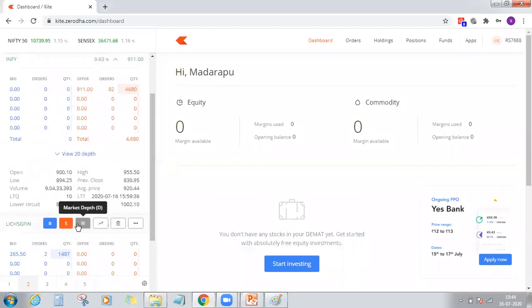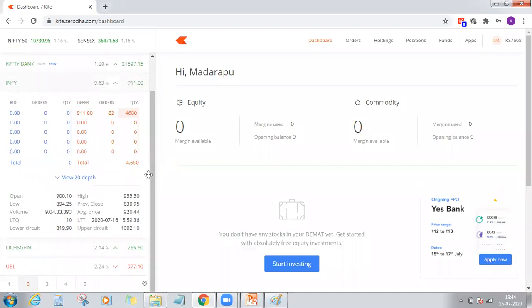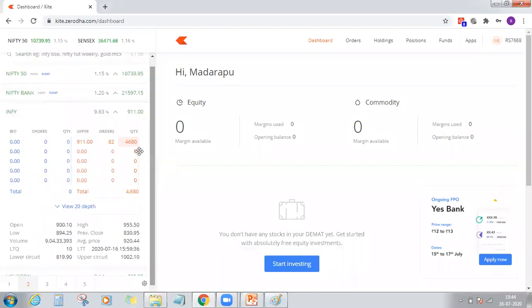Since this is aftermarket, the depth will not be clear here. No issues. So this seller is ready to sell only if 911 is reached, and this buyer will be, let's say here we have 910. So this particular buyer, whatever is at the top, we call it the best bid price, and this we call the best offer price or best ask price.